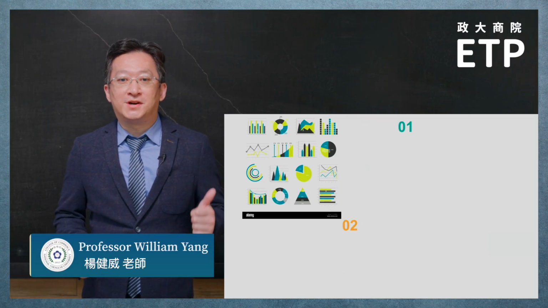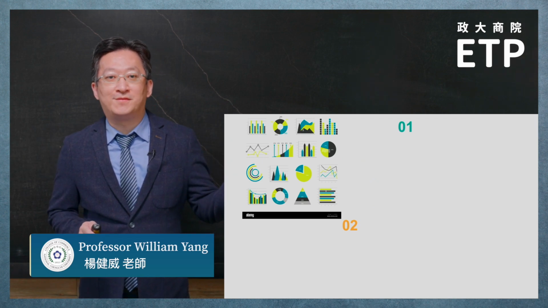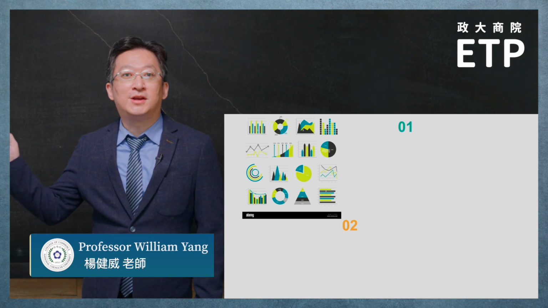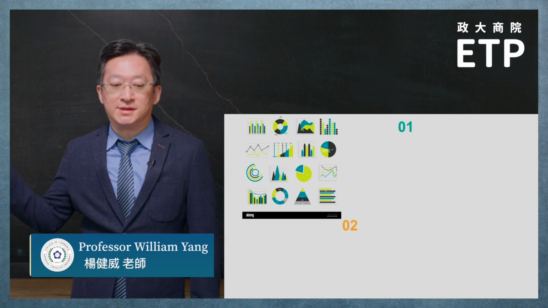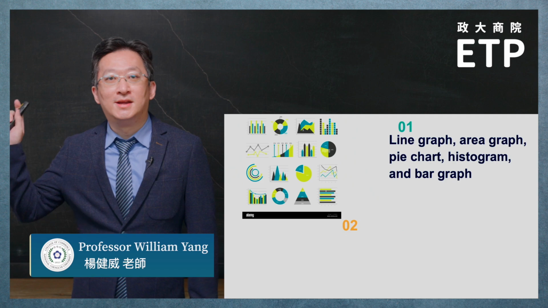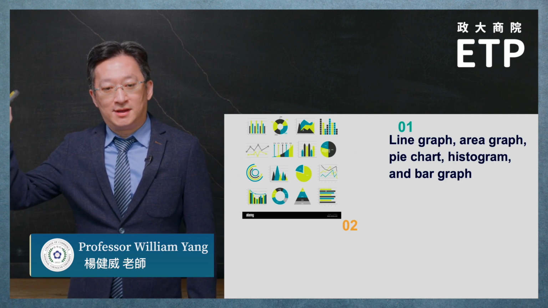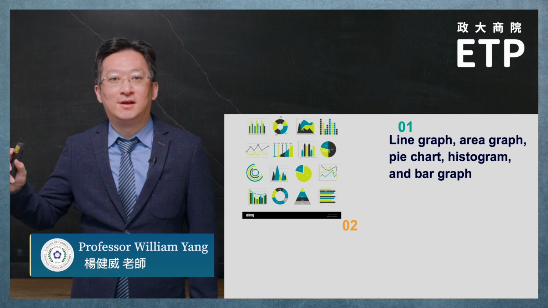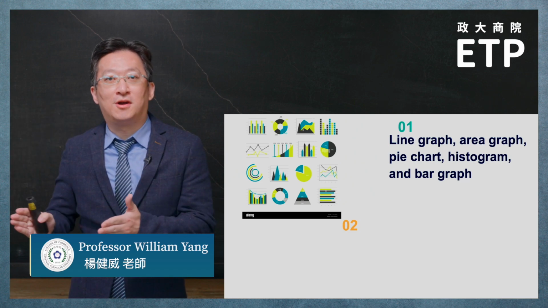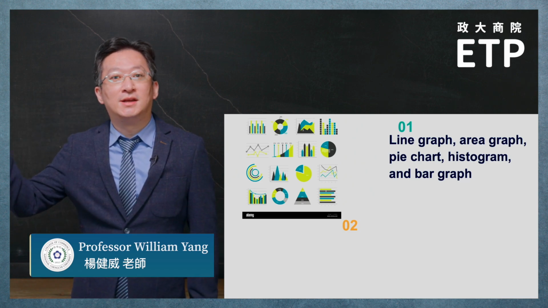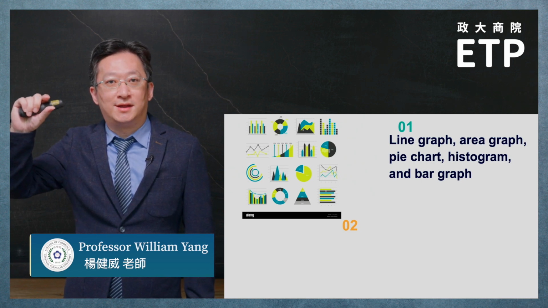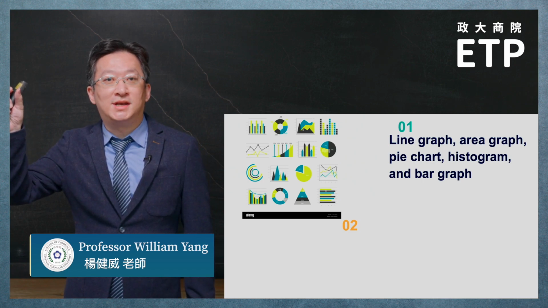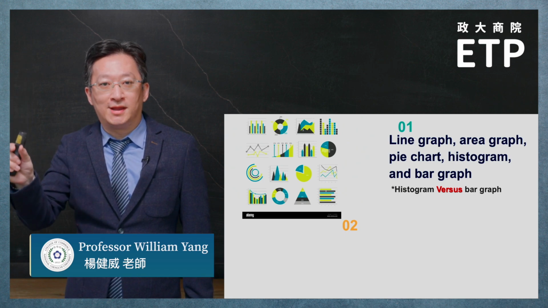So let's start with the first one on the top left corner. Here you can see some of the most frequently used visualization tools. For example, we can find the line graph, the area graph. We can also find the pie chart. You also see the bar graph. Then you still find some diagram. Also, we see the so-called histogram.